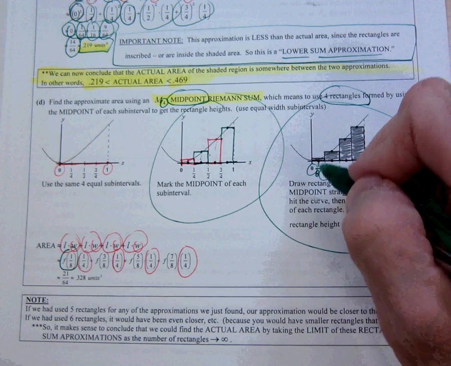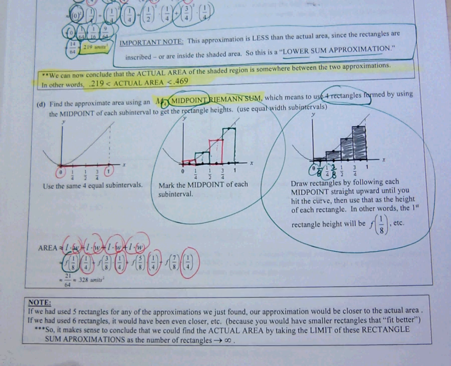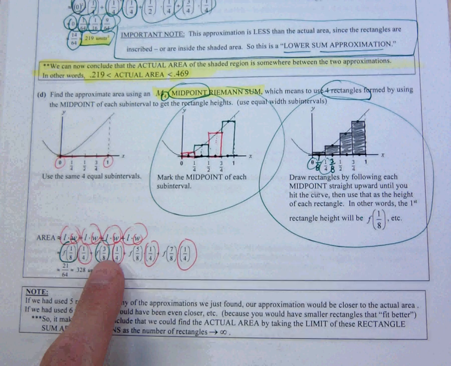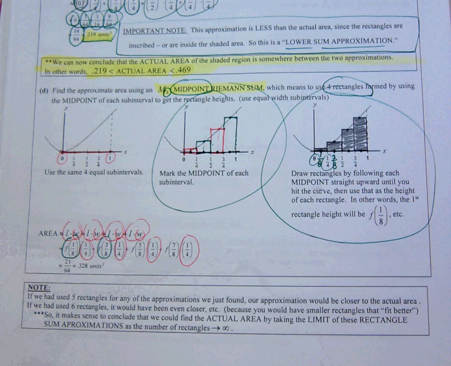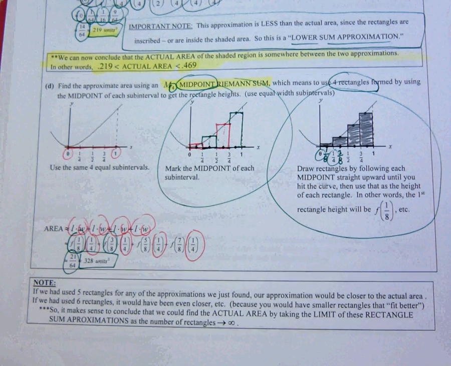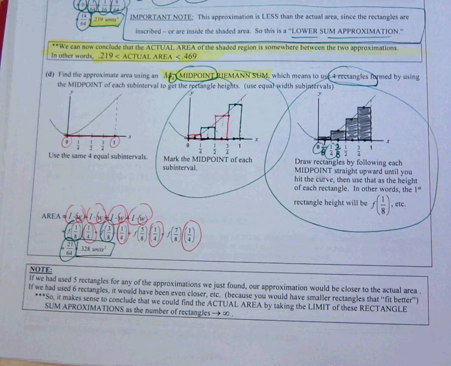Okay, the next one's going to be F of 3/8, right? Isn't that 3/8 right there? And so you're going to find F of 3/8 to get your second rectangle height or length, and so on. And then when you add all those up, you get that, which in decimal form is 0.328 square units. So this is a third approximation for the area under the curve.